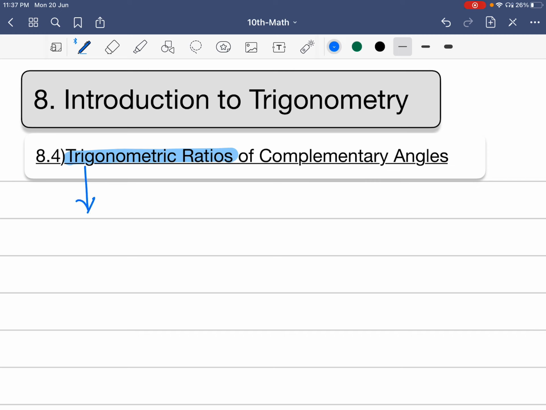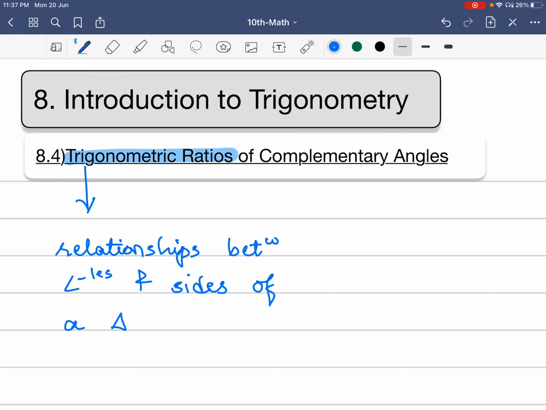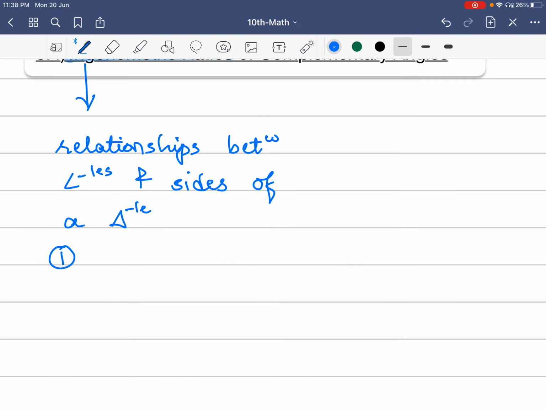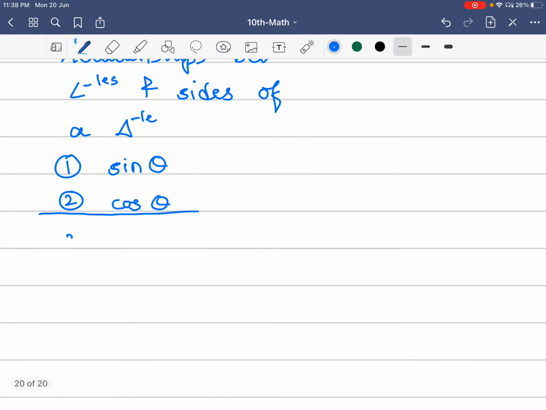Trigonometric ratios are relationships between angles and sides of a triangle. We have seen 6 different trigonometric ratios. The basic ones of those 6 are sine theta and cos theta. These two are the basic ones, and the rest of the 4 are derived ones. I am going to quickly make a note of them.